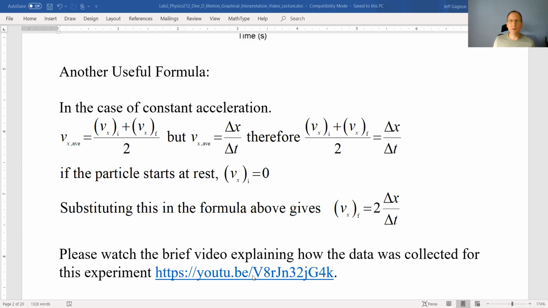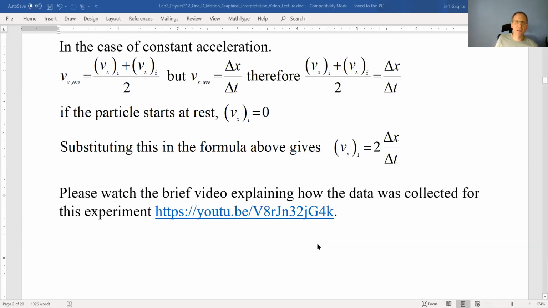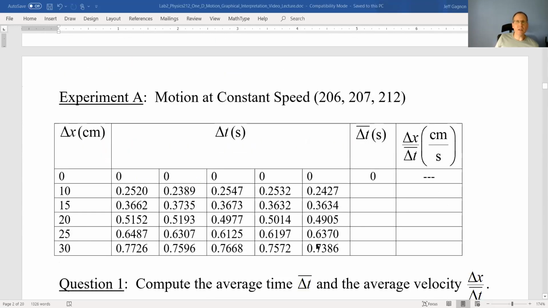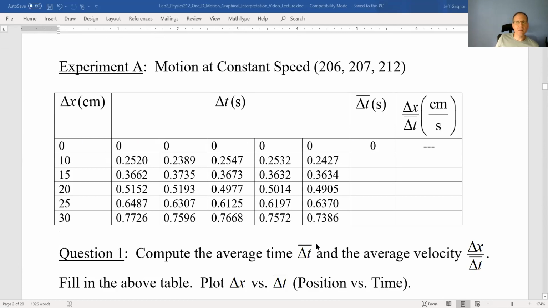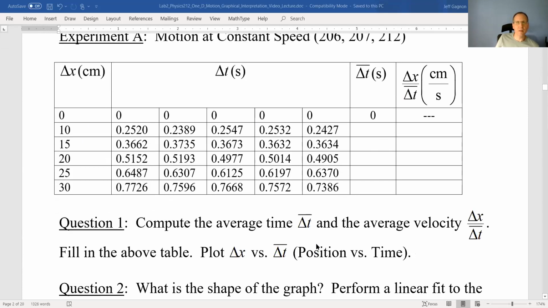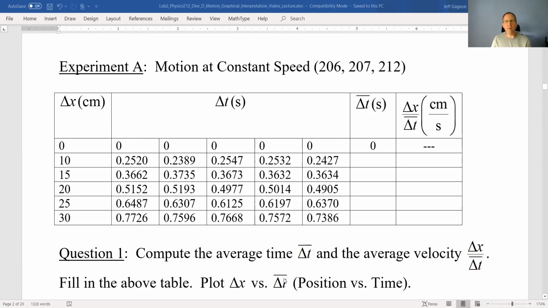But again, watch my brief little video, and it'll make more sense when you actually see what's going on with the air track. Okay, so in terms of the questions, again, all 3 classes are gonna do this part of the experiment.